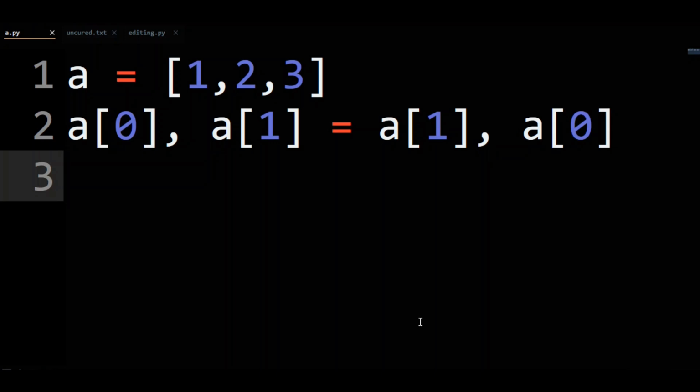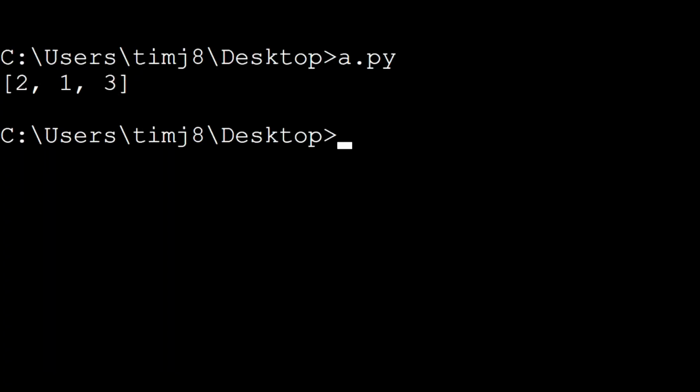If we print A and run the code, we'll see we've swapped the first and second elements.